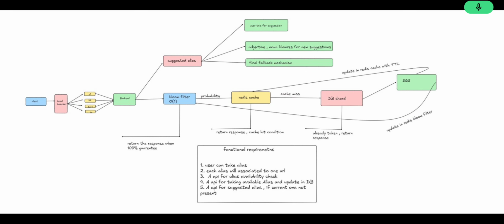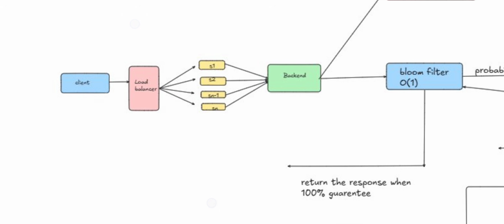Okay, so hey everyone, the problem is you have to design a URL shortener system for millions of users, and in this URL shortener system, a user can pick any alias, and if that alias is not present, then we can suggest some alias corresponding to what the user has just typed. Okay, so let's see how we can design this system.